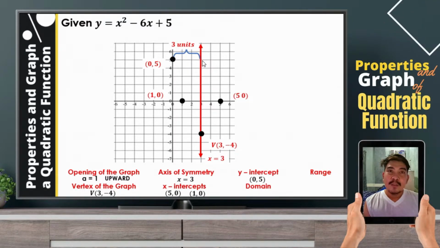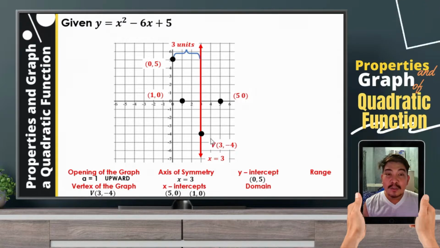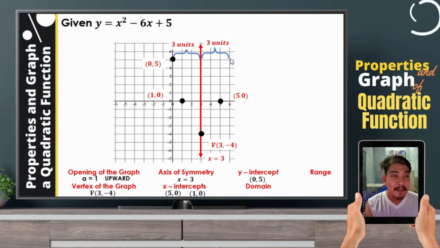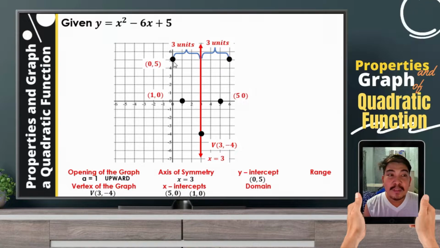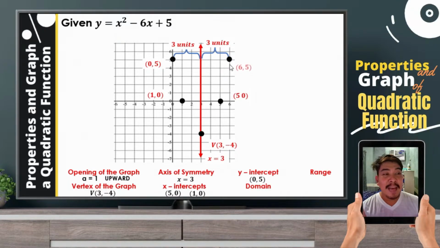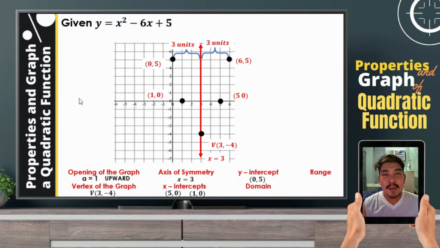So therefore, to reflect the point to the other side of the parabola, from the axis of symmetry, we need to count 3 units also to the other side of the parabola. Okay? So therefore, we now have here the reflection of (0, 5). So what is the name or the label of this point? So this can be labeled as (6, 5).